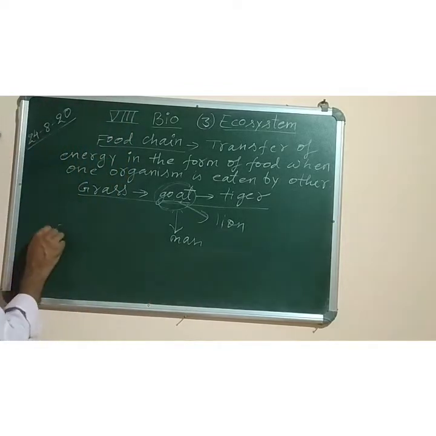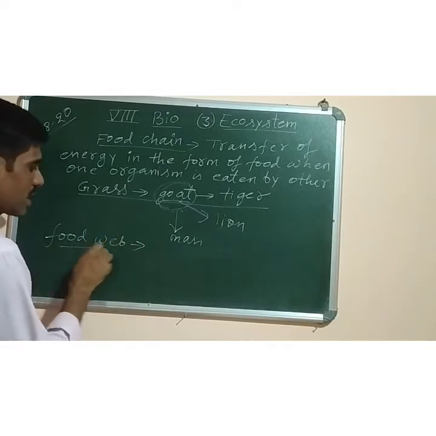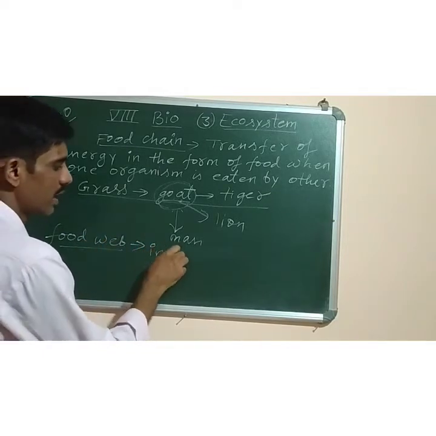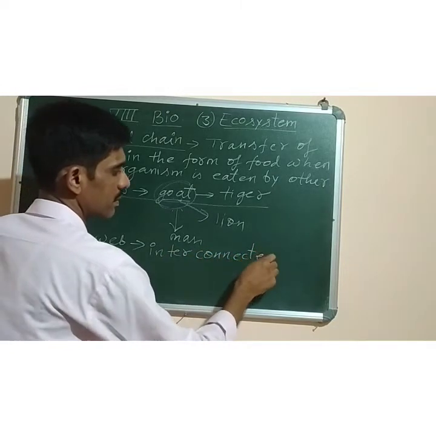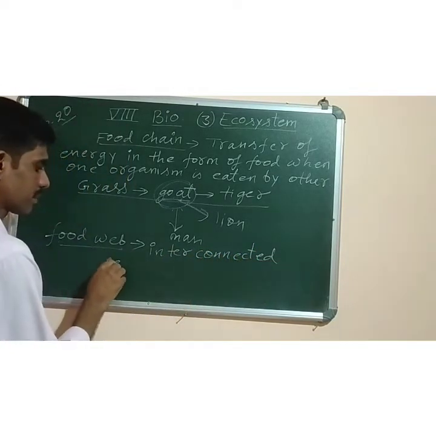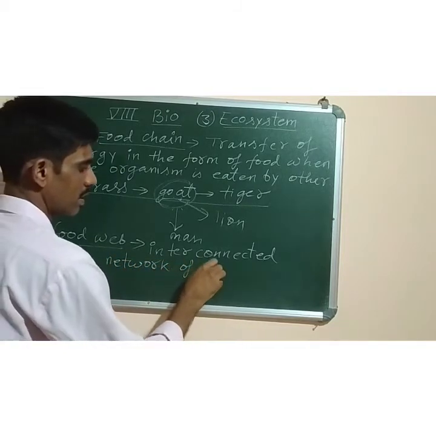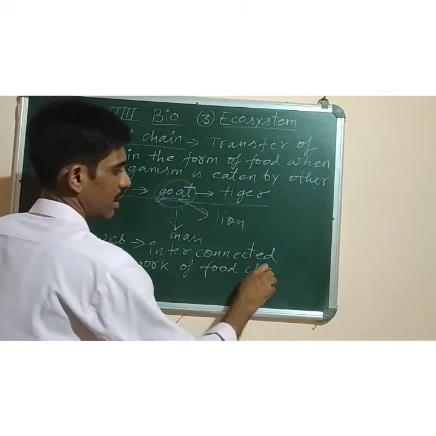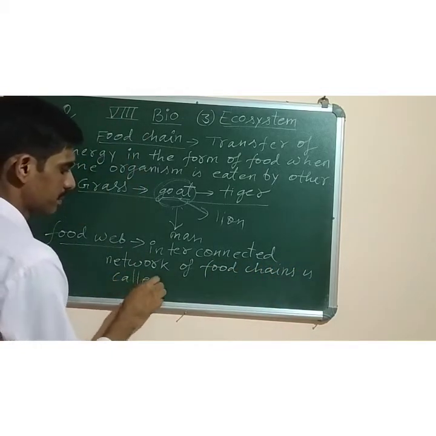So if you have to write the definition of food web, you write: interconnected network of food chains is called a food web.